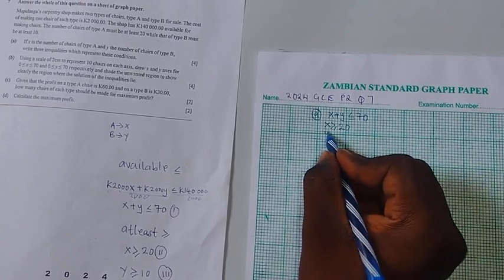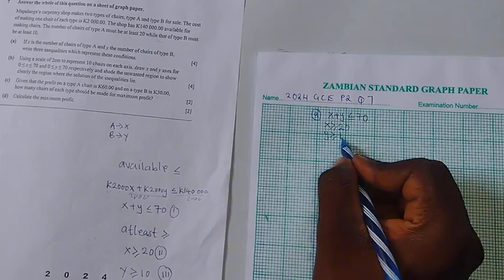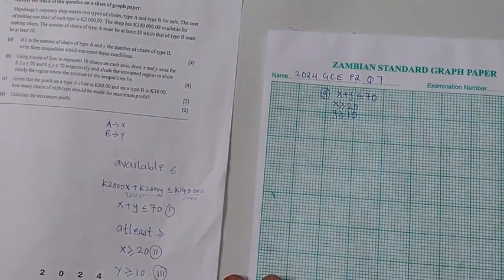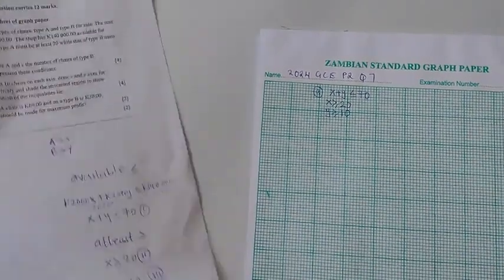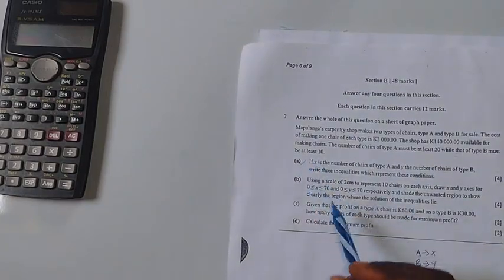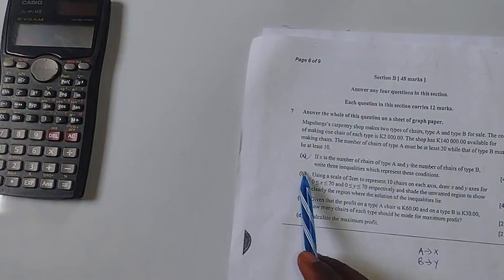Then we have our third one, which is y greater than or equal to what? 10. So you have answered your first question, and you get all the 3 marks there. Then we come back to our question B. So we are done with this one. So here is our question B right here.